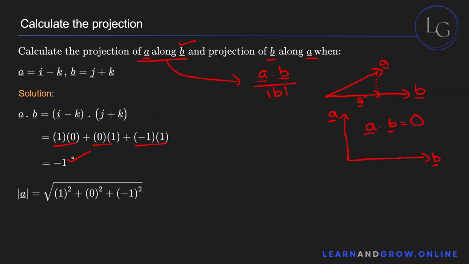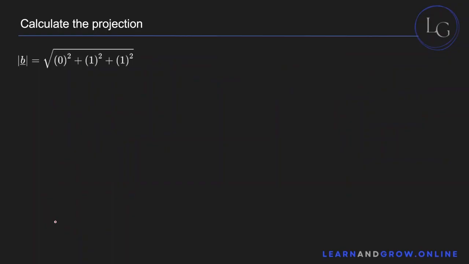Now, in the first case where you have to find A along B, you need to find the magnitude of B. And in the second example, when it's B along A, you have to find the magnitude of A. So let's just calculate the magnitude of both A and B. So the magnitude of A is simply 1 square plus 0 square plus -1 square, which will just become under root 2. And the magnitude of B will also be under root 2.